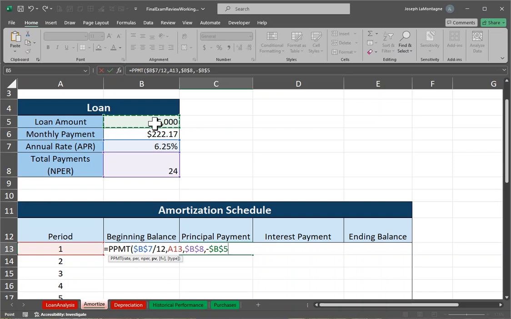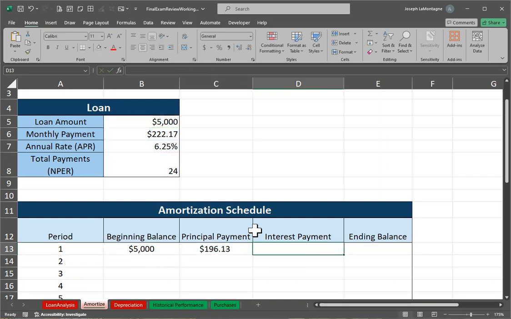If you forget to make things absolute, when you copy them down, the numbers will be totally wrong, and you'll start getting, not necessarily errors right away, but some really strange values. So if I just tab over, of the first payment of $222.17, $196.13 went to principal. So now we want to calculate the amount that went to interest.